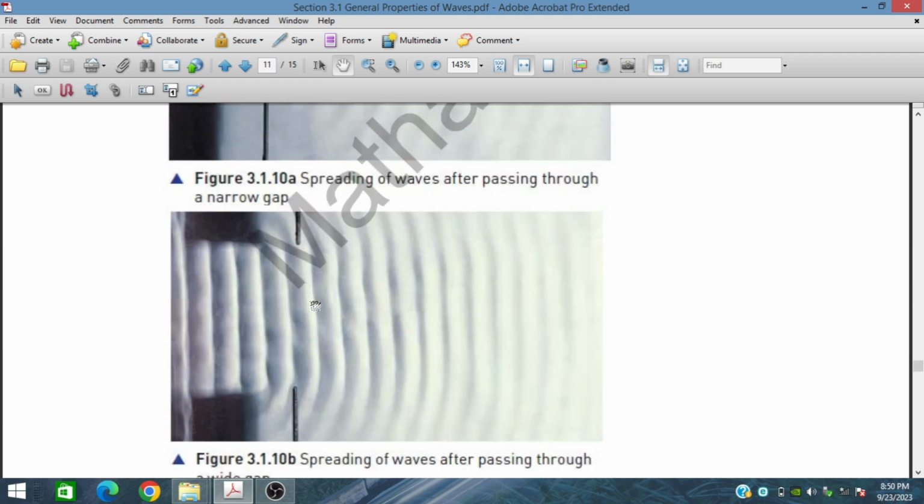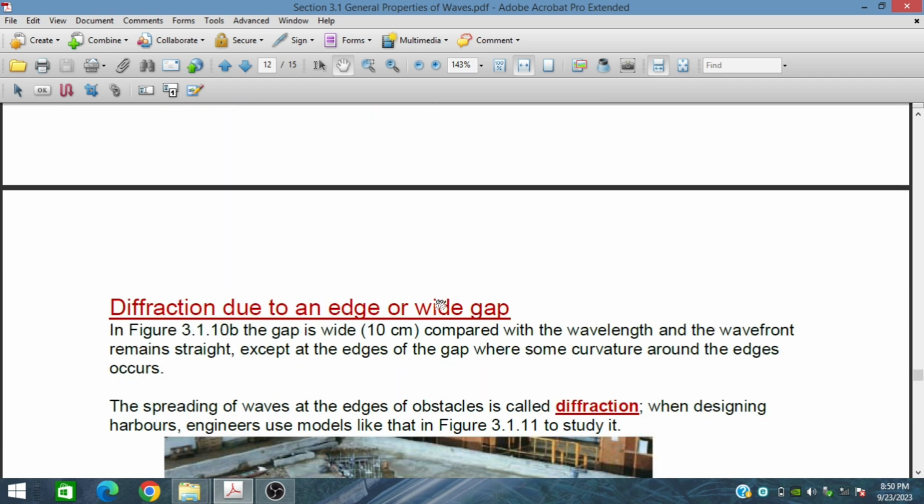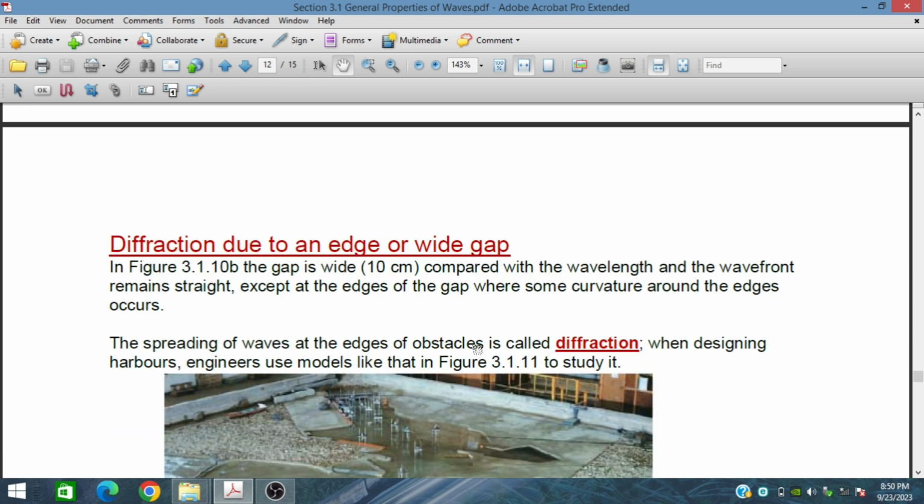So at this end, some curvature occurs. Some bending occurs at the edges. The spreading of waves at the edges of the obstacle is called diffraction. The obstacle creates this bending, this spreading of waves at the edges, and it is called diffraction. The wave is changing its shape, it is bending.